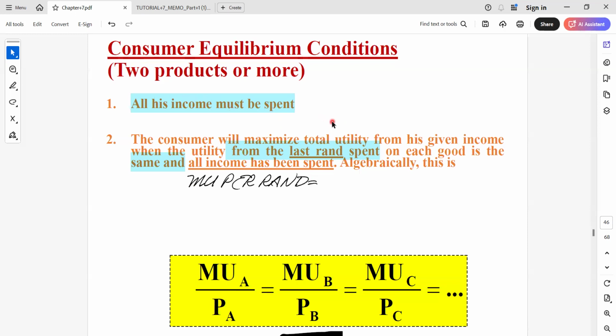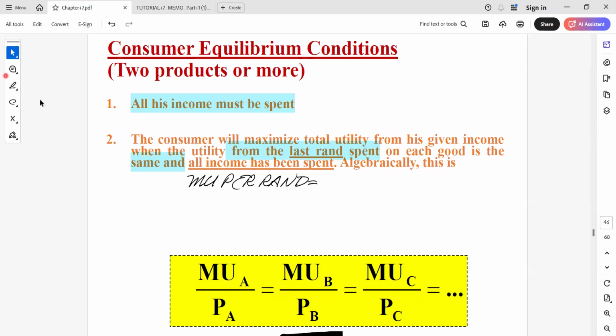You guys are going to see this as we do the calculations. And this whole thing that they wrote here, I didn't understand it, but they basically mean your marginal utility per rand must also be equal, meaning that MU over P for product A must be equal to MU over P for product B, and all your income must be spent. These are the conditions that must be met. So they gave us the formula here.